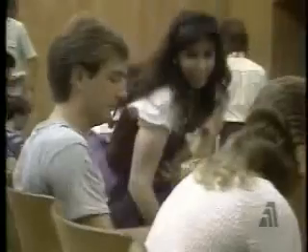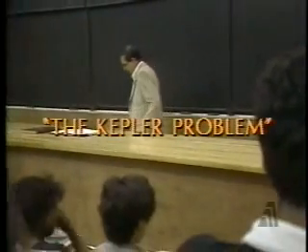Kepler's three laws describe the motions of the planets, but they don't explain them. Isaac Newton's explanation of those laws was the culmination of the scientific revolution. It's known as the solution to the Kepler problem.